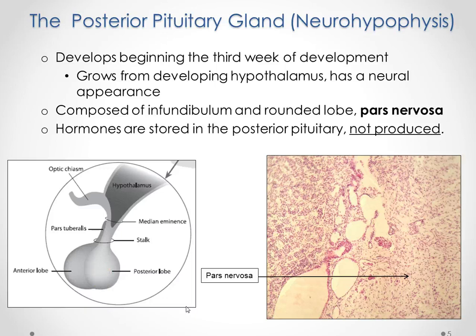Now, unlike the anterior pituitary gland, which produces its own hormones, the posterior pituitary gland is not going to produce hormones. All the posterior pituitary gland is going to do is store hormones that are produced in the hypothalamus. So the hypothalamus is going to produce the hormones, they're going to travel down through that infundibulum, and they're going to be stored in the posterior pituitary gland. And then once the body needs it, it'll be secreted from there. But that area of that posterior pituitary gland does not make its own hormones. It does not produce its own hormones.